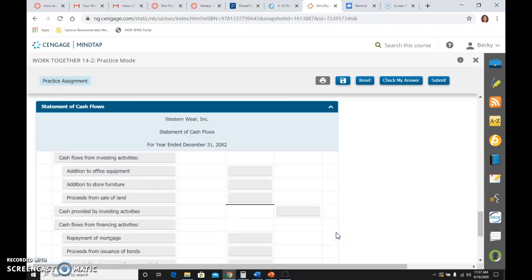So let's go ahead and do that section for investing activities. So the addition to office equipment was $3,000, and it was a use of cash because we bought some. The same on store furniture, and the proceeds from the sale of land were a source, and the amount of that was $12,500. If I add those three things up, I get the cash provided by investing activities, which is $6,500. It is provided by source. It's a good thing. So that is the investing section.